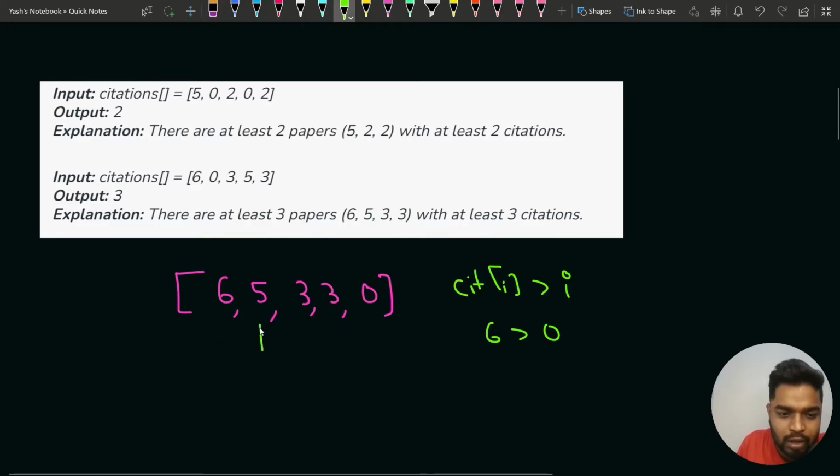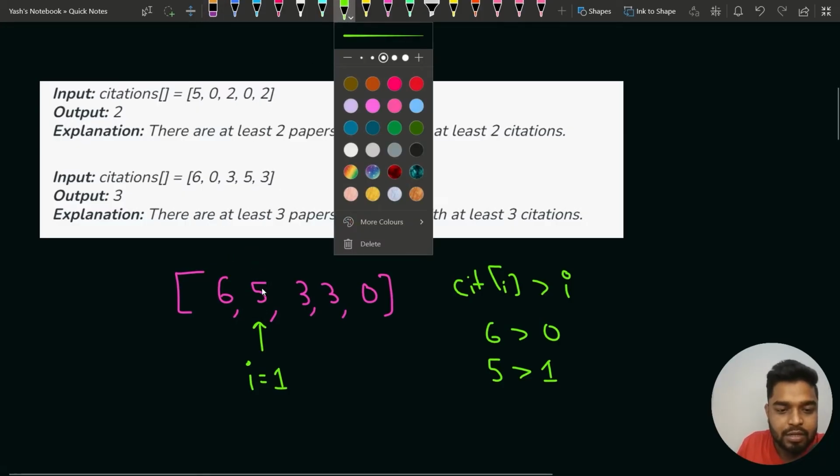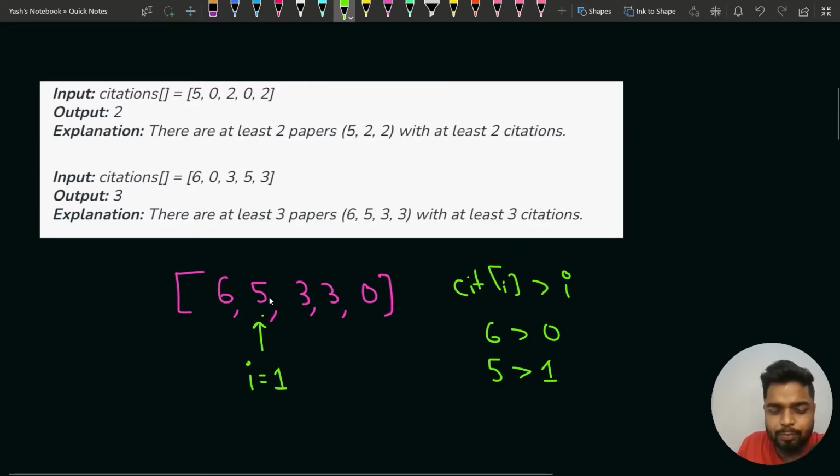Now after that, we'll come to the next index, which is basically 1 here. The value at this particular index is 5, which is greater than 1, so the criteria of citation of I being greater than I is followed here. This means that there are 2 papers which have been cited at least 2 times, so two or more times basically. So we can say that this is also fine, and we can move to the next index.